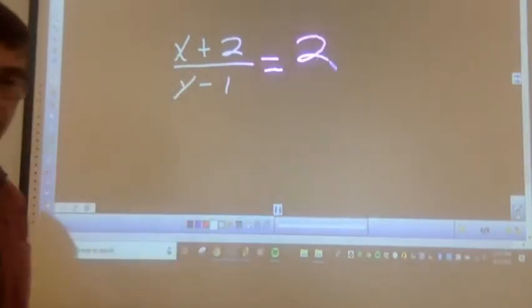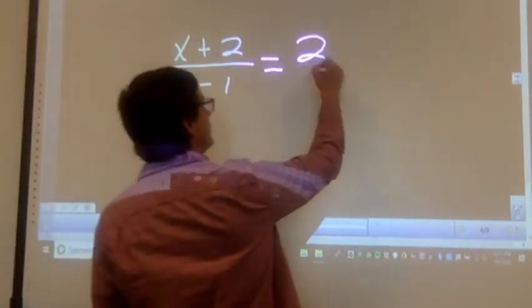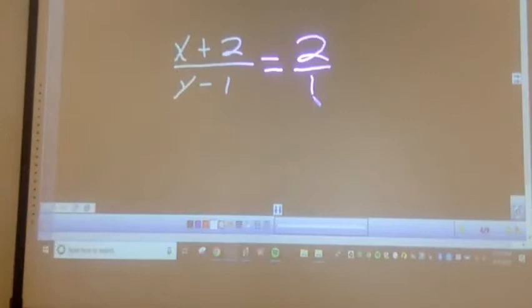So I only have one number on the right side of the equal sign. If I make that 2 over 1, then I can cross multiply.